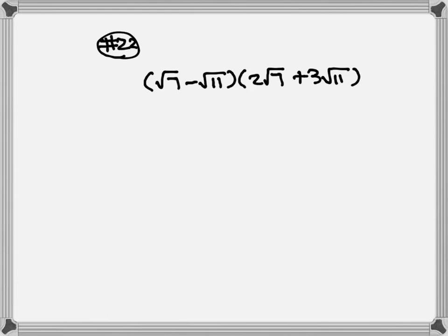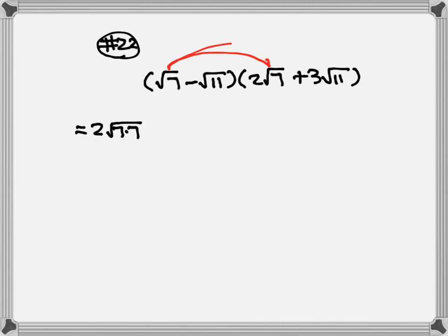Number 22, here we have square root of 7 minus square root of 11 times parenthesis of 2 square root of 7 plus 3 square root of 11. For this, we must use the FOIL method. Let's do it in slow motion. Step 1, we're going to multiply these two numbers. Again, outside number stays outside. 2 is outside, so 2 stays outside. Inside we have 7 times 7.